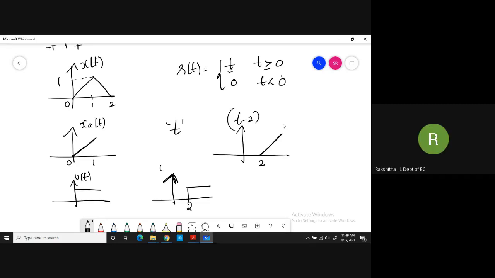T minus 2, U of t minus 2. So if it starts from minus 2, what is the equation for this? U of t plus 2. U of t plus 2. This is a similar concept.